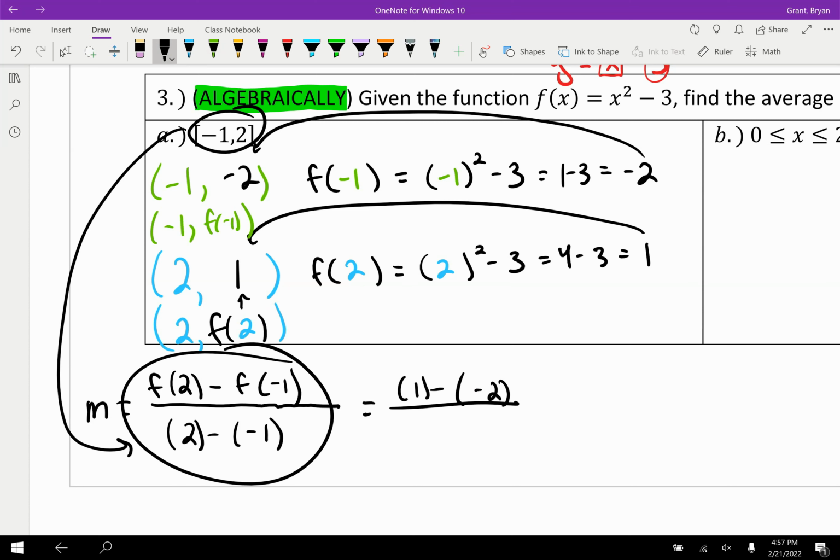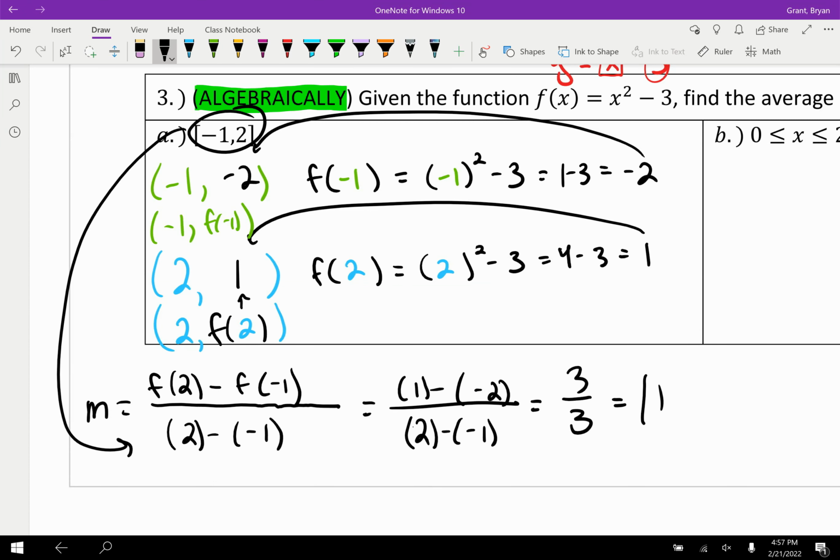But don't be surprised when you start seeing your slope using that function notation. It's very common at the upper level. You don't have to do it that way, but it shouldn't surprise you. 3 over 3, which reduces to 1.